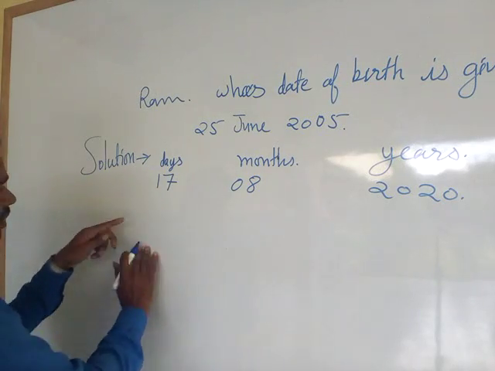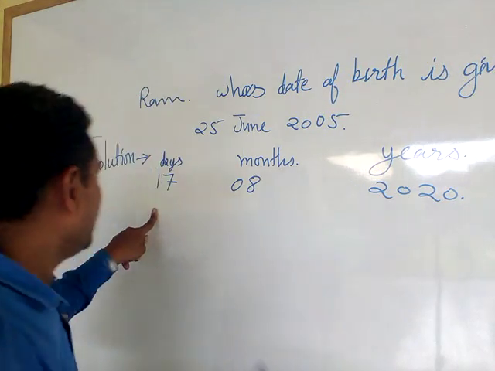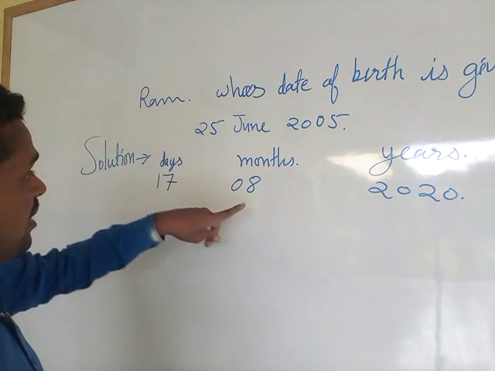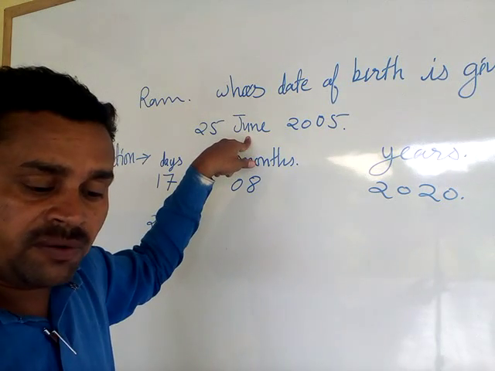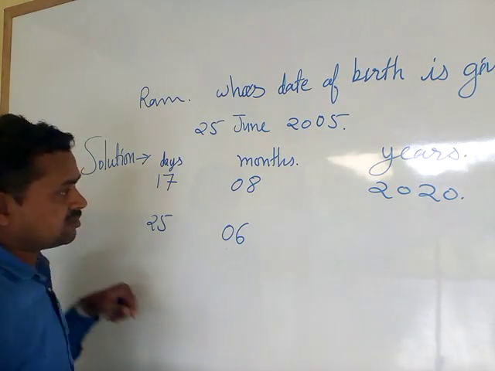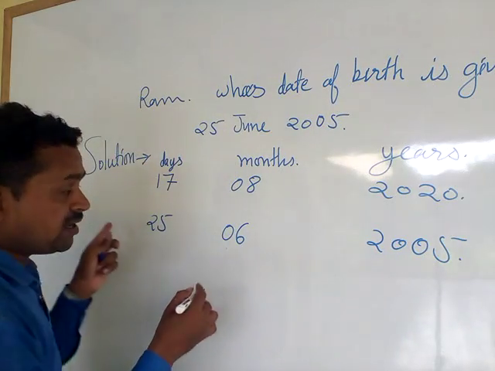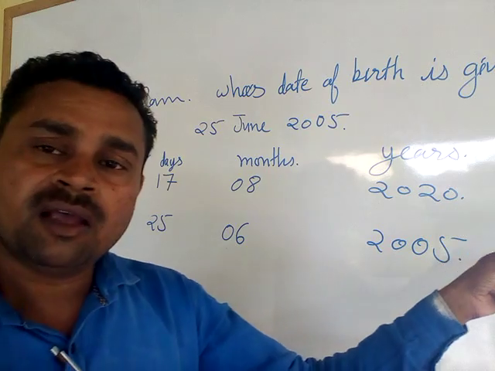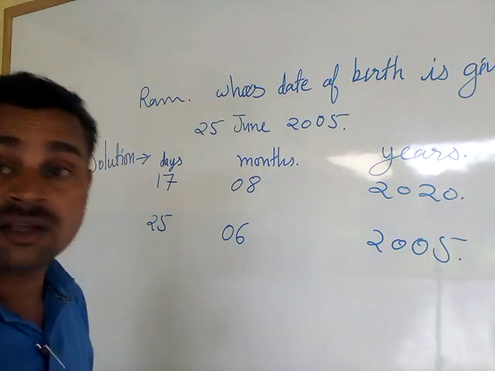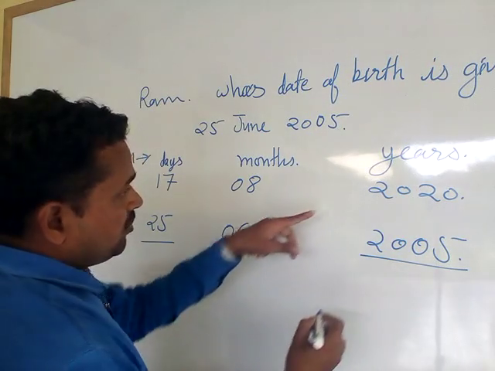Then we write the date of birth of the person whose age we are going to calculate: 25, and June, which is the 6th month after January, February, March, April and May, and 2005. Then we subtract this lower number from the upper number, we subtract the date of birth from the present date.